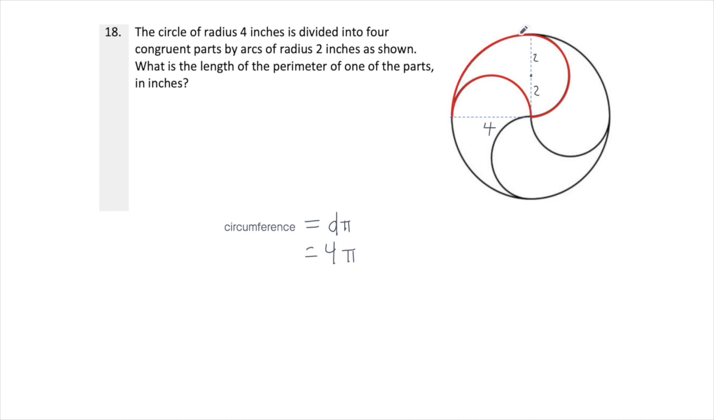Now let's find the perimeter of this arc. This arc makes up 1/4 the circumference of the larger circle, which has a radius of 4. So this means this circle has a diameter of 8, so its circumference is 8 pi. Since the arc makes up 1/4 of the circumference, we have to multiply 8 pi by 1/4, and we get 2 pi. To get the perimeter of one of the parts, we have to add 4 pi and 2 pi, so that would be 6 pi. So the answer to this problem is 6 pi inches.